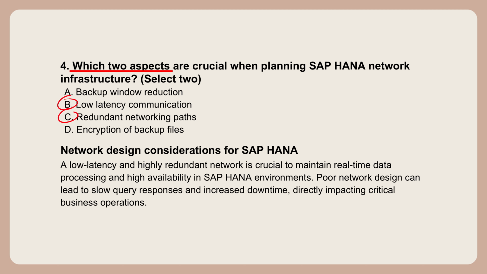And then redundancy, well, that's about high availability and business continuity. Avoiding outages. Exactly. You can't have a critical SAP system going down because one network cable failed, right? Redundant paths provide failover, keeping things running. So it's like the system's nervous system needs to be fast and have backups. That's a great way to put it. It's the hidden foundation enabling everything else.